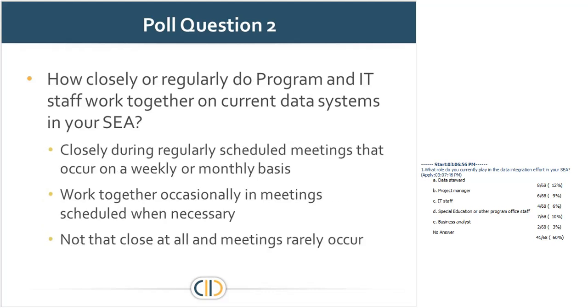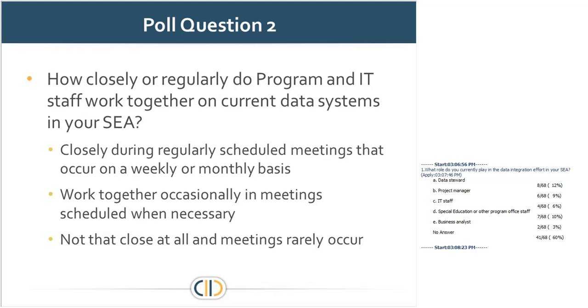Next poll question. How closely or regularly do program and IT staff work together on current data systems in your SEA? So how well is that arrangement within your state? Do they work closely during regular scheduled meetings that occur on a weekly or monthly basis, or even just a regular basis, whatever that schedule may be? Do they work together occasionally in meetings scheduled when necessary, or not that close at all, and meetings occur rarely?